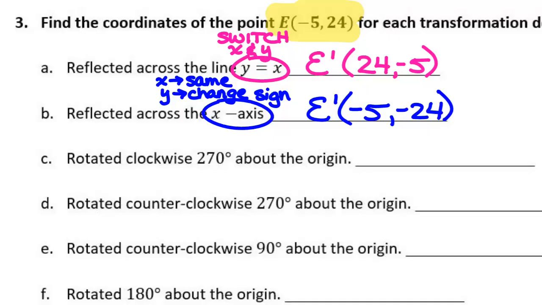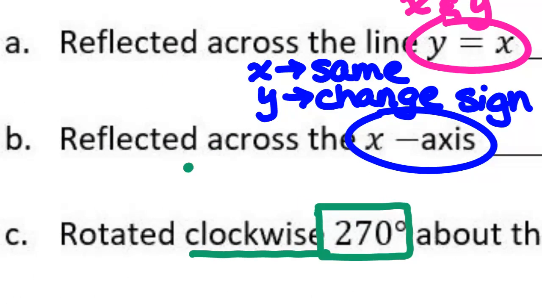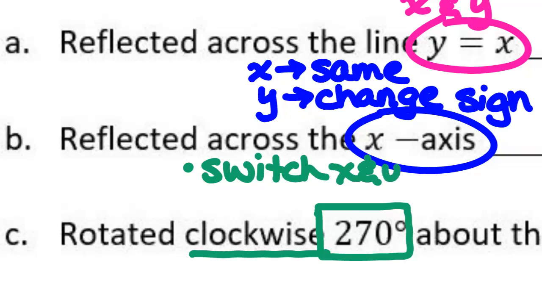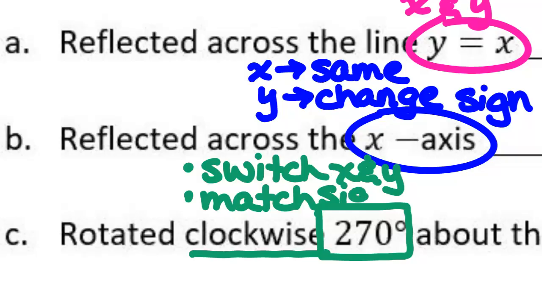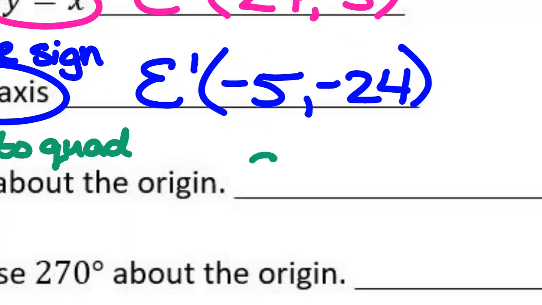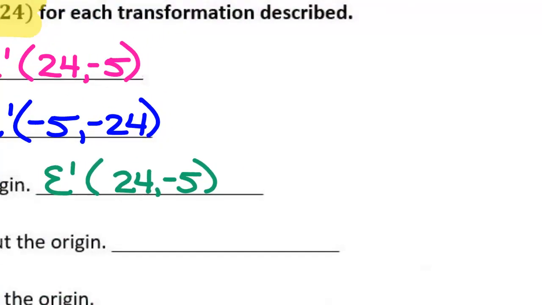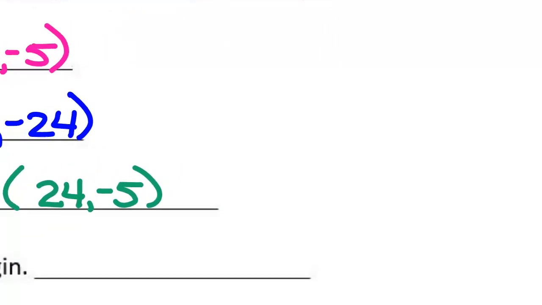Rotating clockwise 270 degrees about the origin. For this, we're going to switch x and y, and then we will match signs to the quadrant. So I need to figure out what quadrant we're going into. If I just do the switching, that would be 24, -5. But I don't know that those signs are correct. But I know the order of the numbers is correct.